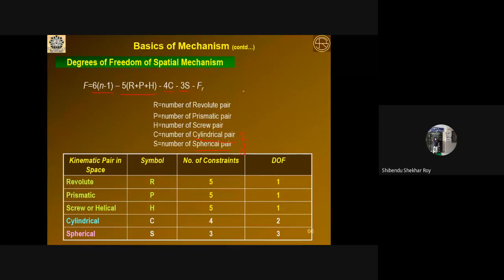I already explained degrees of freedom for a particular joint. The revolute pair has degrees of freedom one, whether described in plane or space. Similarly, the prismatic joint has one, the screw joint has one, the cylindrical joint has two, and the spherical joint has three. Whether in plane or space, irrespective of that, these are the degrees of freedom.